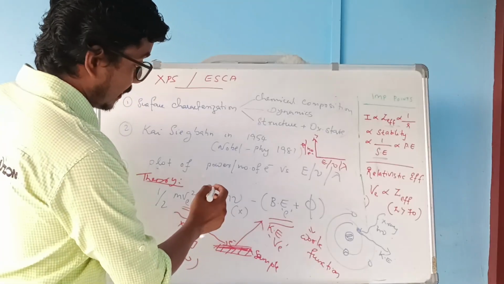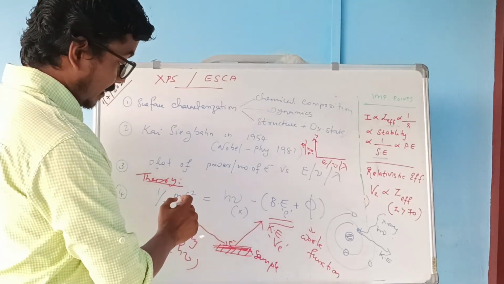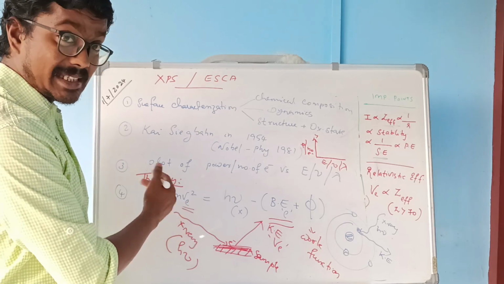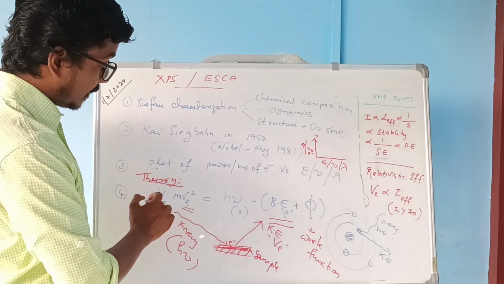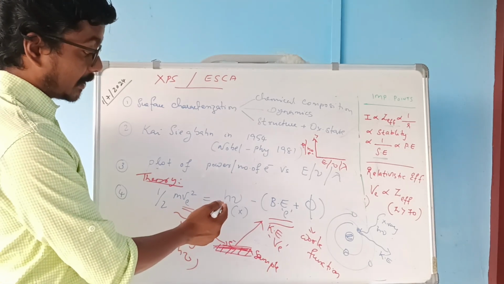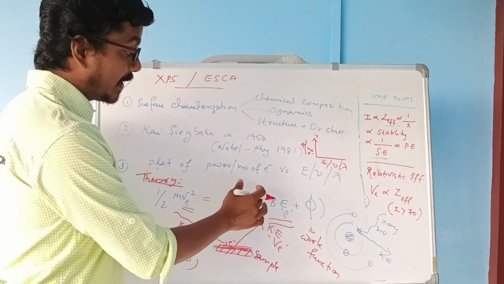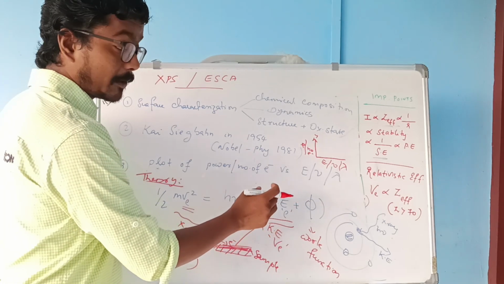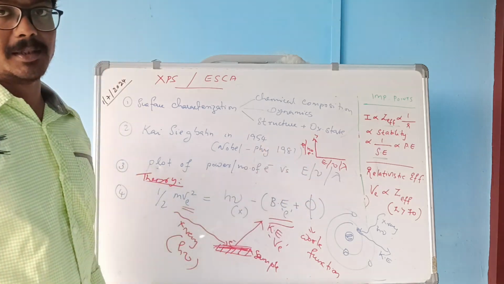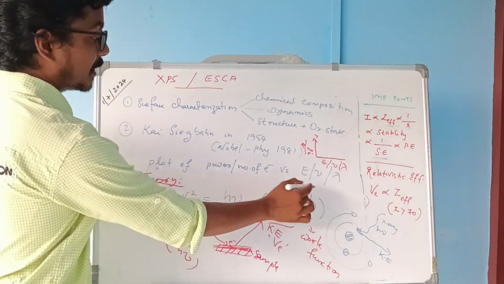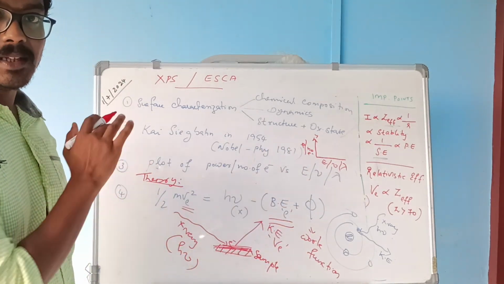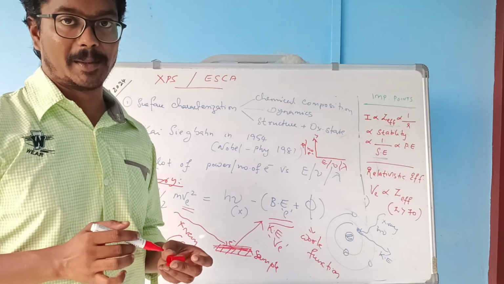So the kinetic energy of the ejected electron can be calculated by half m v squared, which is equal to the energy of the X-ray source beam, minus the binding energy of the electron, minus the work function. This is the principle of X-ray photoelectron spectroscopy.